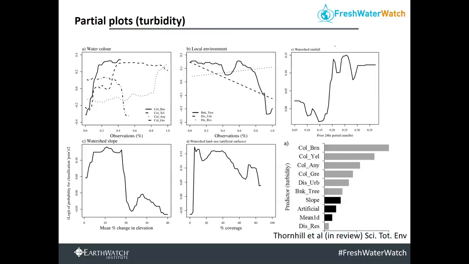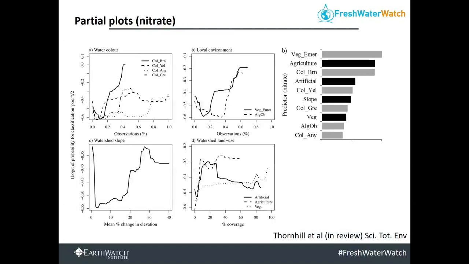So that's turbidity. You get a fairly consistent thing with nitrate, with the colour again. Observations of colour generally means you're likely to be at a worse site. But also these ones are quite interesting. So in terms of local environment, the presence or the regularity of viewing emergent vegetation or algal observations, again, is another good indication, a visual indication, an easy-to-get indication of a poor water quality site. And the same relationship, to an extent, with artificial surfaces, and slope is confusing.